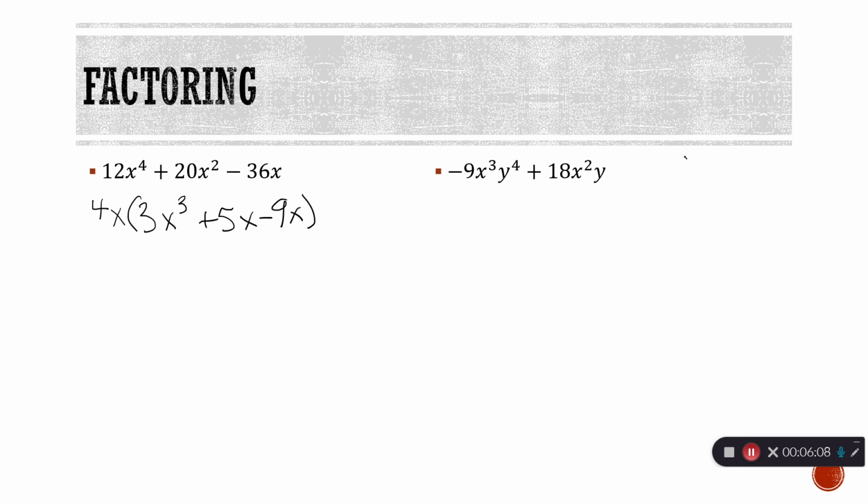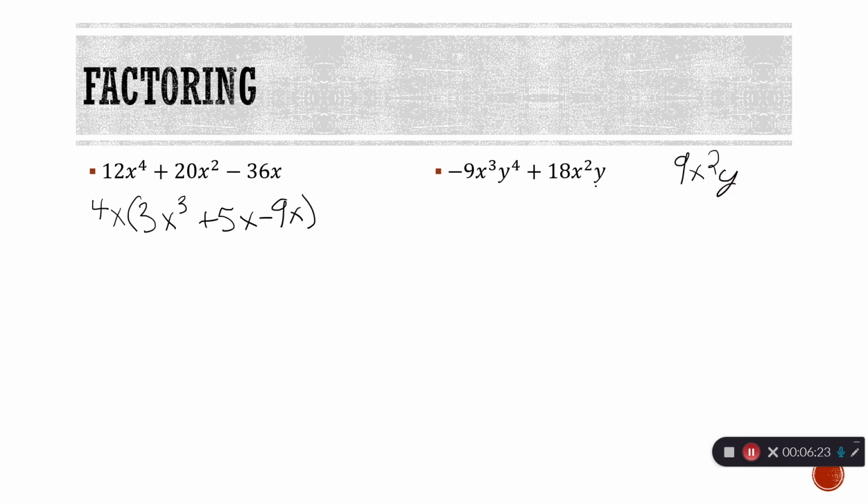Okay, right over here. So let's pull out 9. And how many x's do they share? We got 3 x's here, 2 x's here. So they definitely both share 2. How many y's do they share? Do they share any y's? 4 y's here, 1 y here. I can pull out 1.